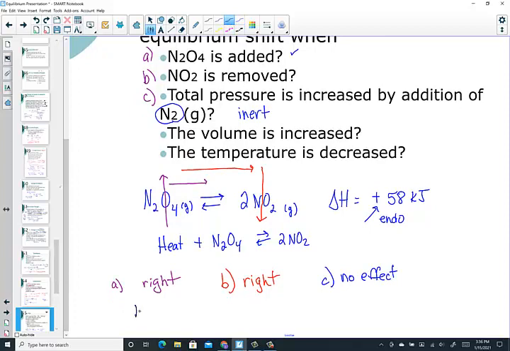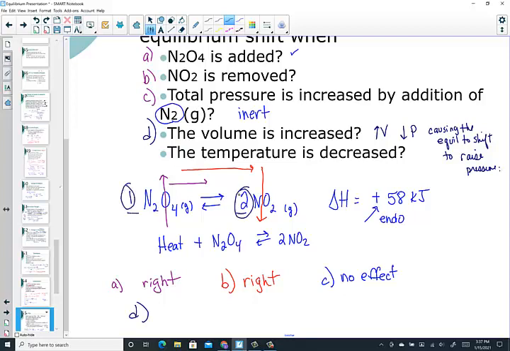How about letter D? The volume is increased. When you say volume is increased, what I need you to hear in your head is that you've dropped the pressure. And so the stress is dropping pressure. We want to counteract that stress by raising pressure. And to raise pressure, we need the side with the most gaseous molecules. So which side has more gaseous molecules? Well, on the left side, there's just 1 gaseous mole, and on the right side, there's 2 gaseous moles. So by dropping pressure, the system wants to raise the pressure, and it will do so by favoring the side with the most gaseous moles, so it will push to the right.